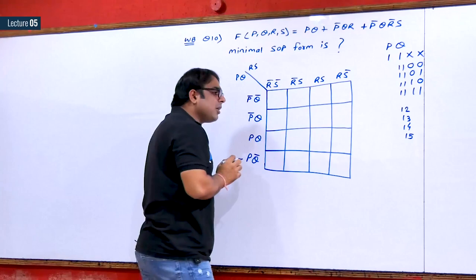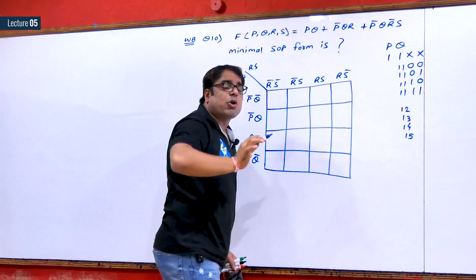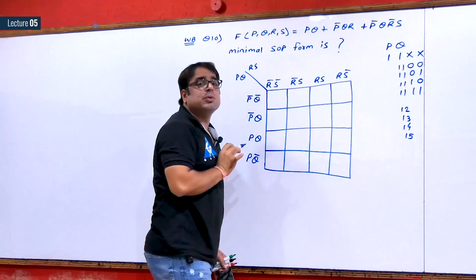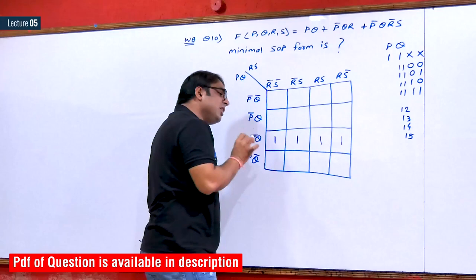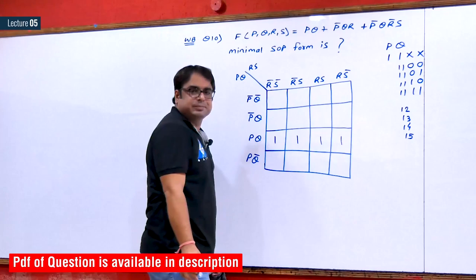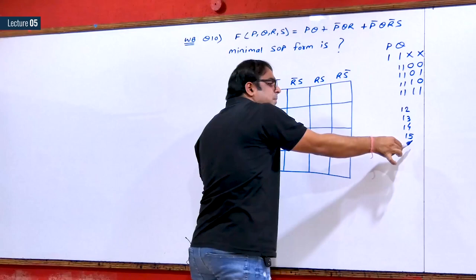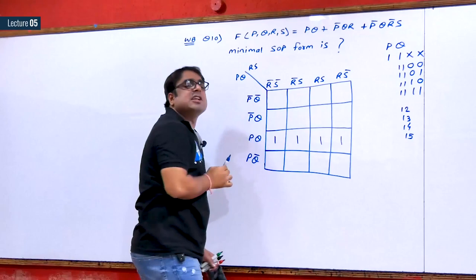Now PQ, see what cells correspond to PQ, that we should know. This is your term PQ. So PQ means these four minterms, and if you check, these are your minterms 12, 13, 14, 15 only. So rather than going through that step, I want you to draw PQ directly looking at this expression. I will tell you the same thing in the next example also.